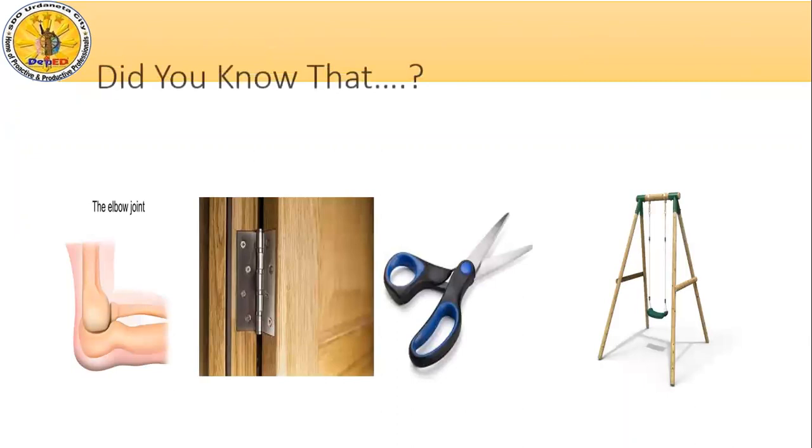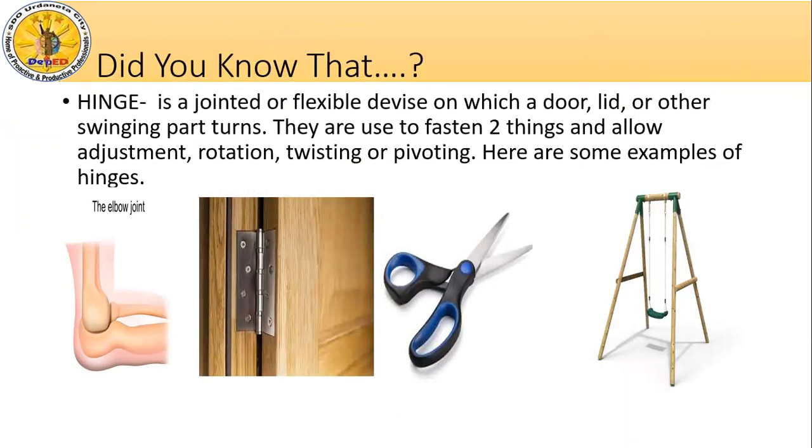Now, did you know that a hinge is a jointed or flexible device on which a door, lid, or other swinging part turns? They are used to fasten two things and allow adjustment, rotation, twisting, or pivoting. Here are some examples of hinges. We can find it on your elbow joint, the hinges that connect the two doors, the hinge that connects a pair of scissors, or the hinge that connects a swing. Okay, so that is a hinge.